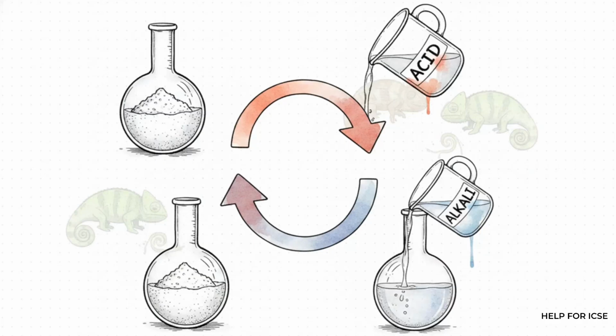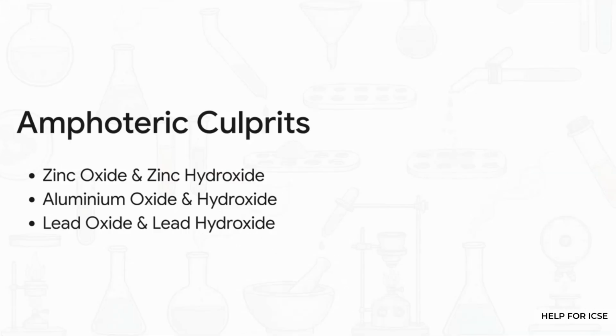To see this dual personality in action, zinc oxide can act like a typical basic metal oxide, reacting with hydrochloric acid to form zinc chloride and water. But then it can just flip its identity. It can act like an acid, reacting with the strong alkali sodium hydroxide to form sodium zincate and water. It's pretty wild. Zinc, aluminum, and lead are the primary amphoteric offenders you're going to encounter.